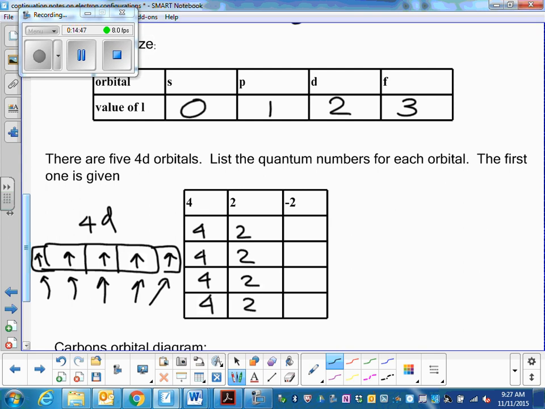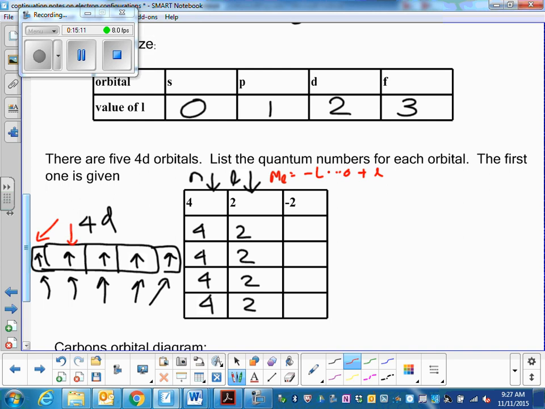It's a d orbital, so L will be, this is L. This is n, right? These are L values. All of them are in d orbital, so all the L values are the same. What about the ML? ML ranges from what? ML goes from minus L to 0 to plus L.